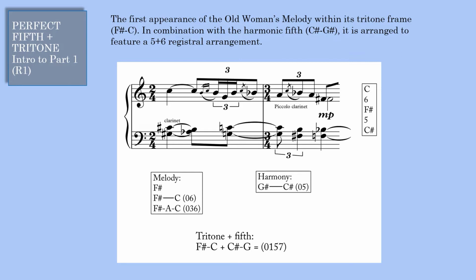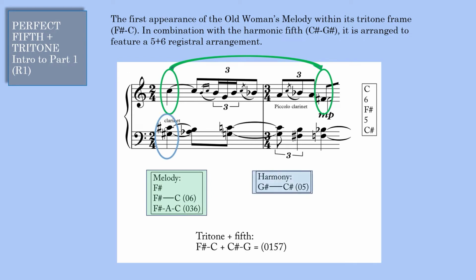For example, the Old Woman's melody is first heard within a tritone frame, F sharp, C, harmonized by C sharp, G sharp. The combined frame of tritone plus perfect fifth is arranged to feature, reading from the top down, 6 semitones above F sharp, which is 5 semitones above C.